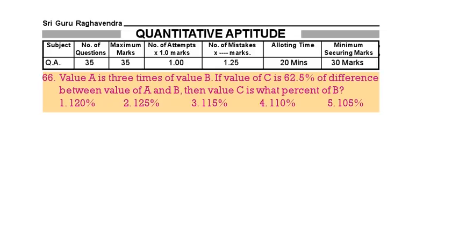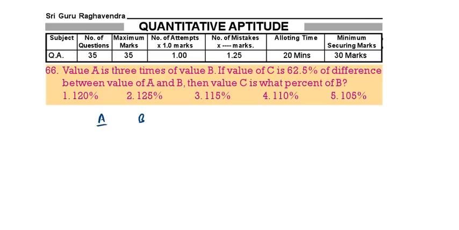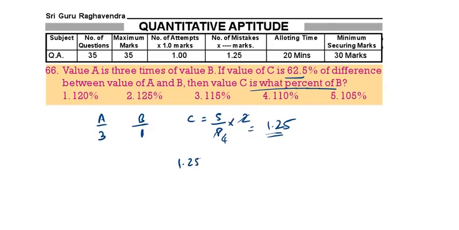The value of A is 3 times the value of B. If C is 62.5% of the difference of A and B, then find C is what percent of B. Now, A is 3 times of B. If you take B as 1, A will be 3. Then C is equal to 62.5%, means 5 by 8, of the difference of A and B. Difference of A and B is 2. Then it will be equal to 1.25. C is equal to 1.25. C is what percent of B? 1.25 by 1 into 100. That is nothing but 125%. 2 is the correct answer.